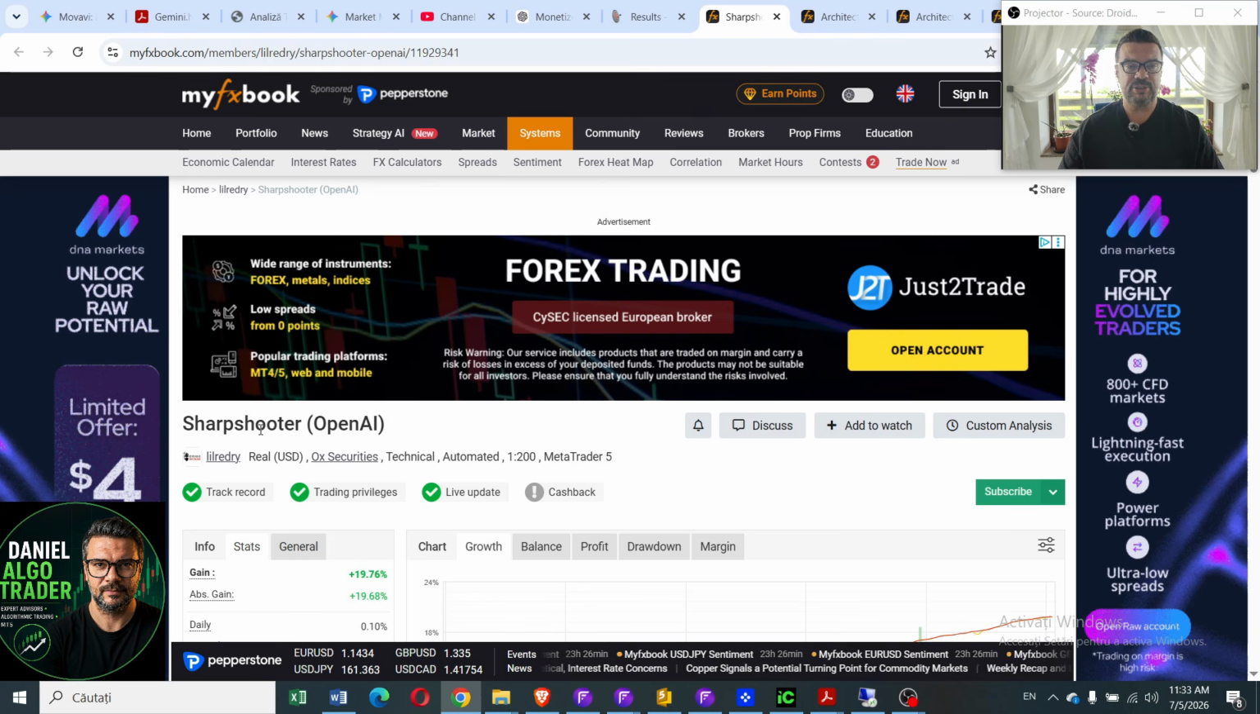And here you can see Sharpshooter OpenAI. Not to be confused with the Sharpshooter in the Powerhouse. The strategy is similar, but it uses also the AI input to enter trades. This is the same also for the previous accounts that used the Vigorous AI, which is similar to the Vigorous from the Powerhouse, but adds also the AI part.